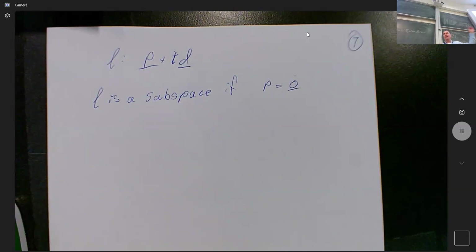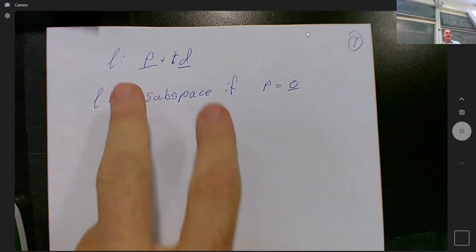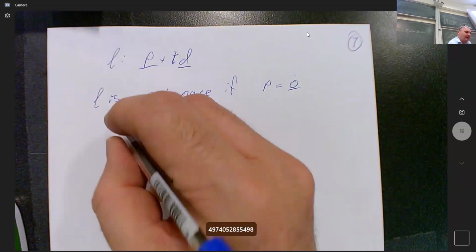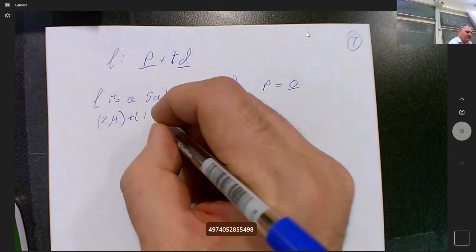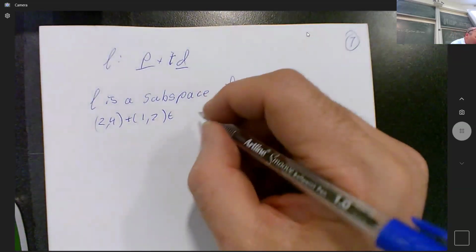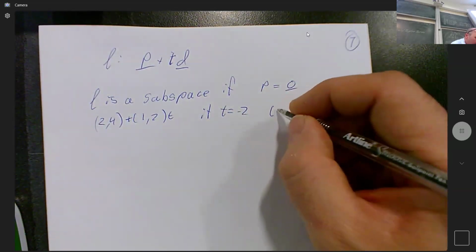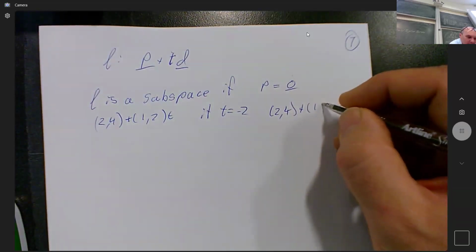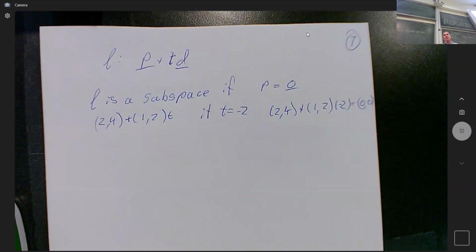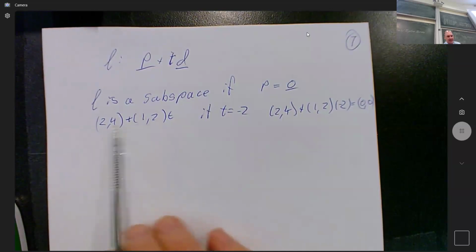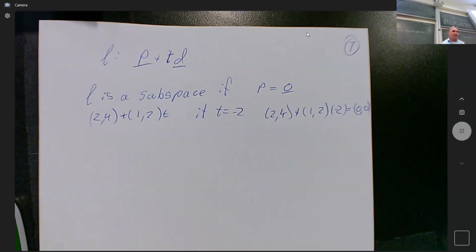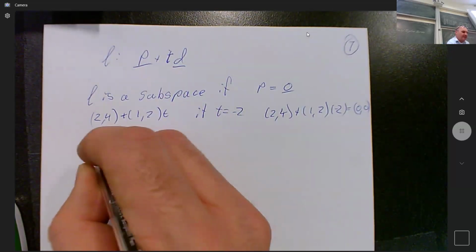Equivalent to saying it contains 0 is to say that P is 0. It's actually a little bit more complicated than that. One of the examples in the Mobius question is (2, 4) plus (1, 2) times T. Because there's a value of T equal to -2 that makes that equal to 0: (2, 4) plus (1, 2) times -2 is equal to (0, 0). So it contains the origin. So P equal to 0 is not the only way. If I'm recognizing that this point is a scalar multiple of this direction, there will be a value of T. They may do something tricky like that, but in general, if P is equal to 0, this is just T times some vector.